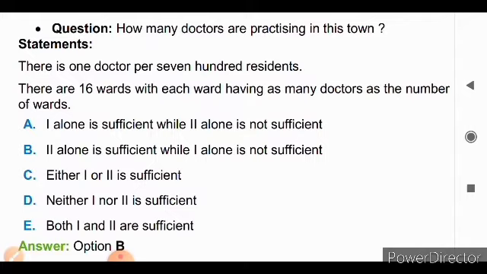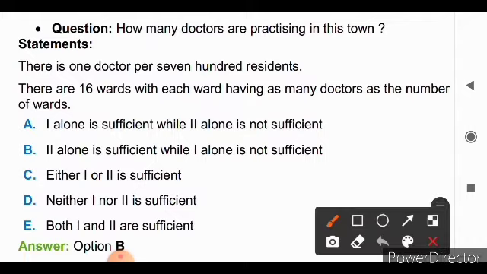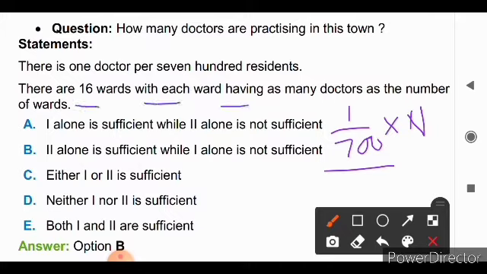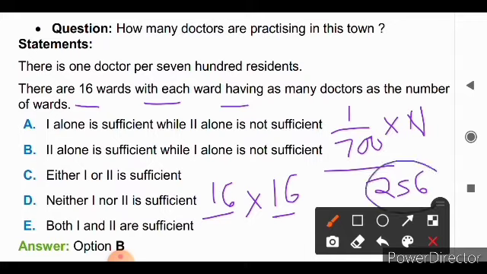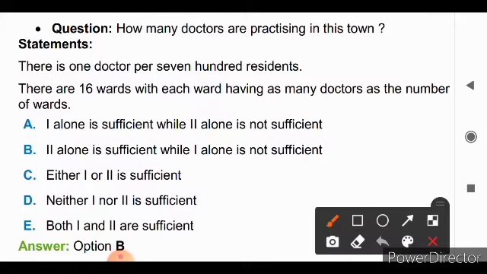So let the total number of residents in the town be n. Then with statement 1, number of doctors in town is 1 upon 700 multiplied by n, where the value of n is not known. Then with statement 2, there are 16 wards with each ward having as many doctors as the number of wards. So total number of doctors in town is number of wards in town, which is 16, multiplied by number of doctors per ward, which is also 16. So 16 multiplied by 16 is 256. So total number of doctors in town is 256. So we can say only statement 2 is sufficient to answer the question. So right answer is option B, 2 alone is sufficient while 1 alone is not sufficient.